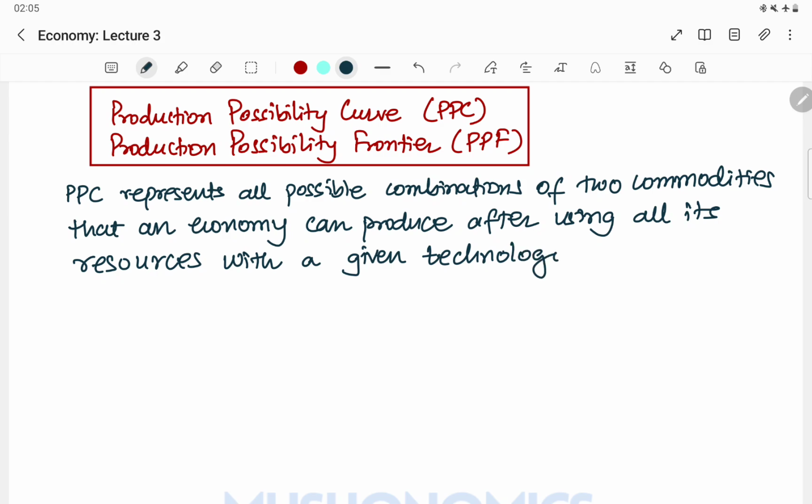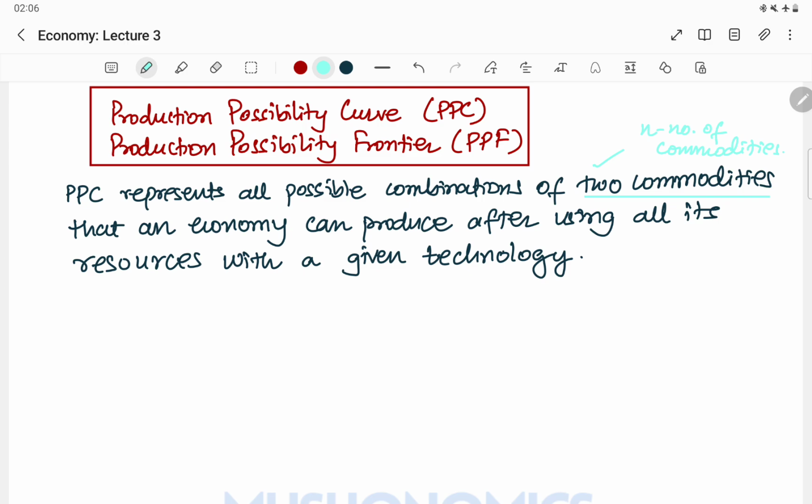What do we mean by this? First I will give you one clarification. This two commodities means what? An economy produces n number of commodities, right? But why are we taking a two-commodity example? Because of simple comparison, and also we can draw a two-dimensional graph on paper. That's why we are taking two commodities. Otherwise the economy produces n number of commodities, and we cannot draw the graph of it. That's why we are taking two commodities only.